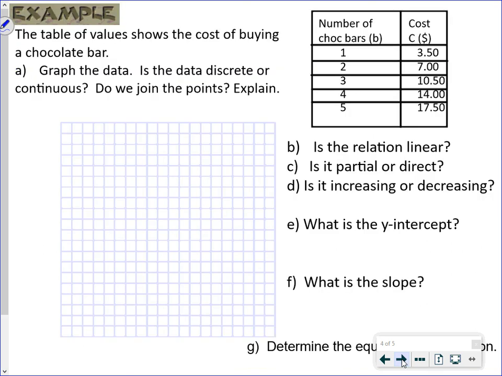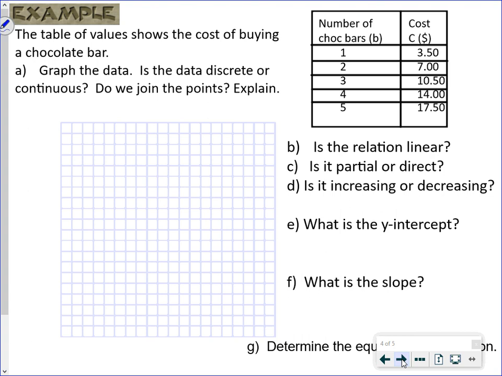So now we're going to look at a couple of situations, and we're going to graph the information and then answer some questions about it. So the table of values shows the cost of buying a chocolate bar. In the X part, we have the number of chocolate bars that are bought. Again, you get to choose this number. You get to choose if you want to buy 1 chocolate bar or 2 chocolate bars. So that's going to be in the X column. That will be the independent variable. The cost of the chocolate bars is dependent on how many chocolate bars you buy. So the cost is in the Y part. That will be the dependent variable.